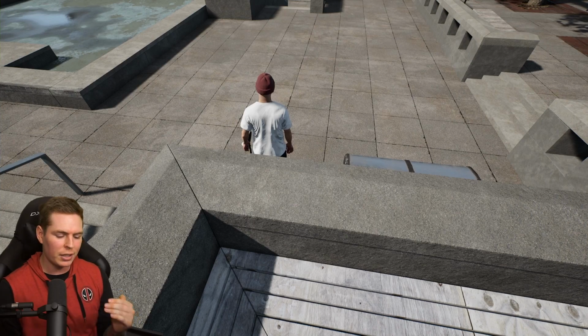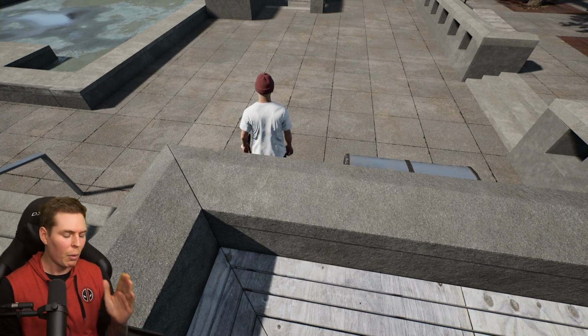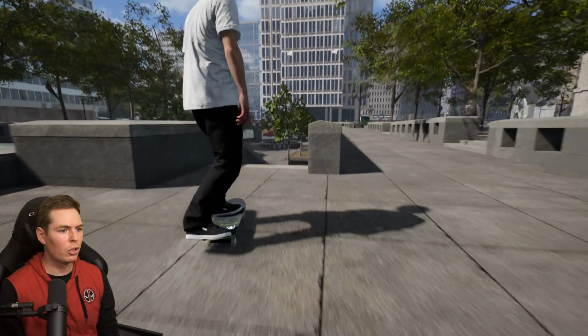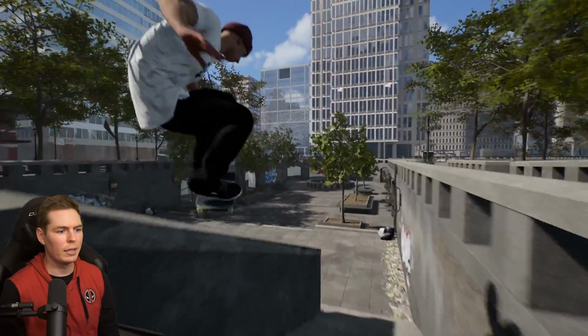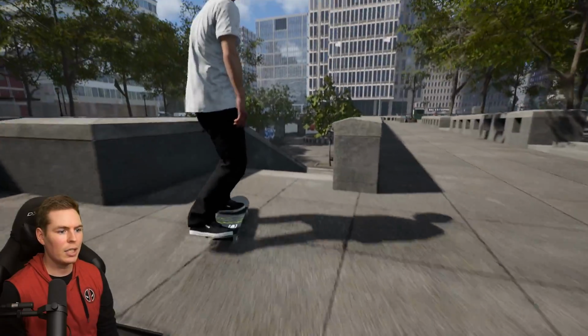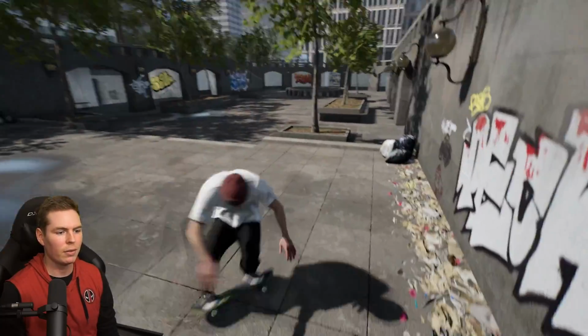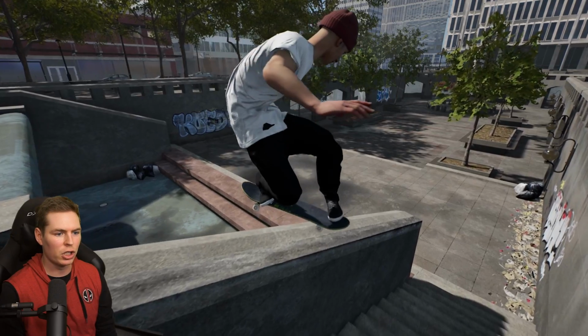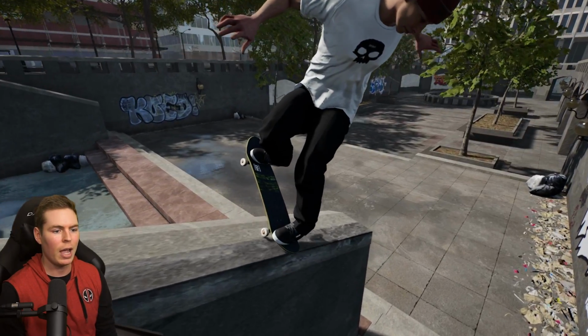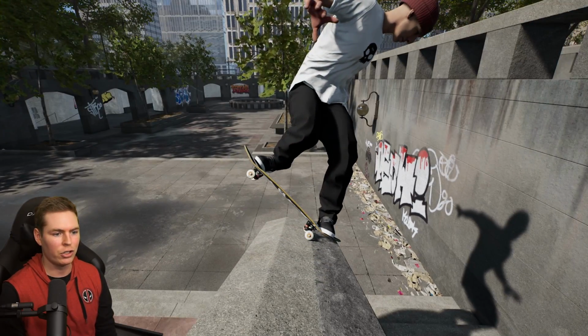There's just one trick that's just been messing with my mind this morning, and I want to know what you guys think. So we can all agree that this is a backside blunt slide, right? And then this would be a backside nose blunt, right? Like we can agree on that. So you pop and your back wheels go over the ledge first before your front wheels come down and your nose touches onto the ledge like this.